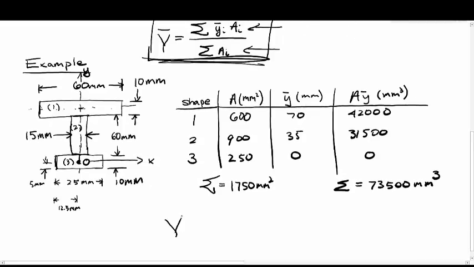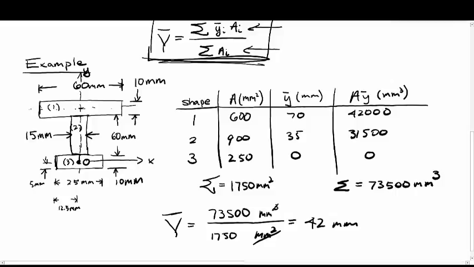So my capital Y bar is going to be 73,500 divided by 1,750. This is millimeters cubed divided by millimeters squared. And yes, that's good because these are going to cancel out, leaving me with millimeter units, and that's what we want. And that should give me 42 millimeters. So what does that mean, 42 millimeters? My Y bar from the origin that I picked is positive, so we're going to go up 42 millimeters.